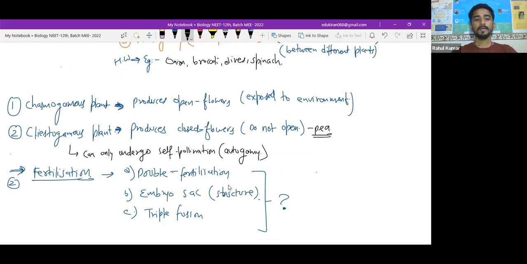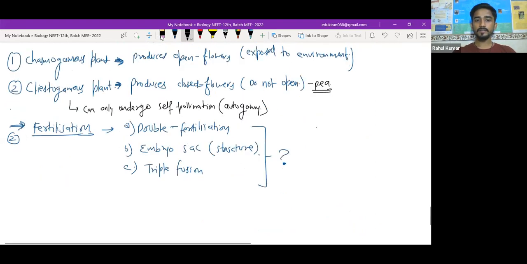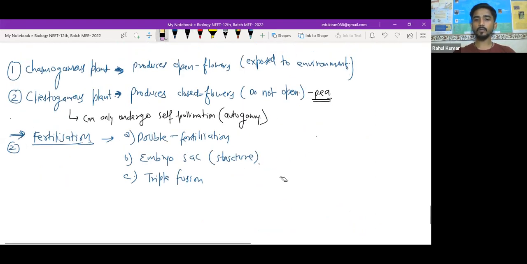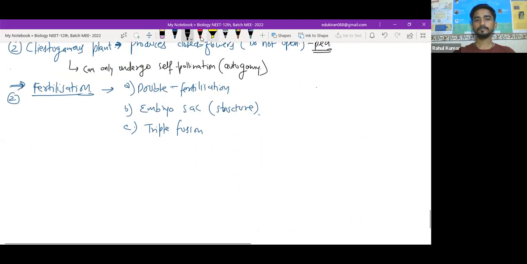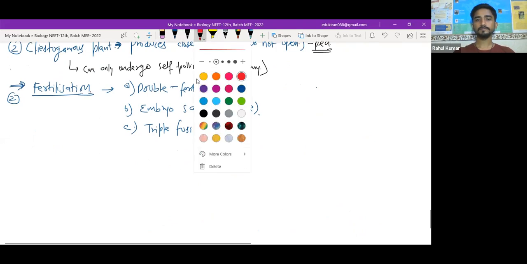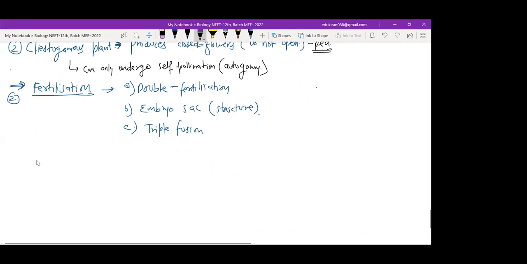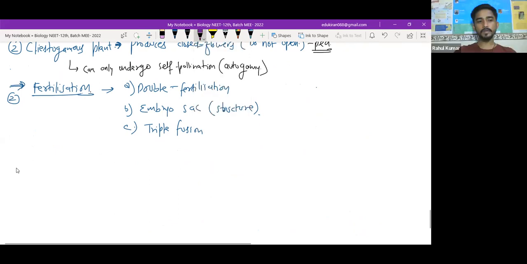Okay. In today's class, I told you that we'll be starting with double fertilization, the embryo sac and its structure, and what is triple fusion. Did you go back and also search for these terms? What do they mean? Did anyone do this? Yes, sir, I did it. Okay, so let's start with the first topic, that is double fertilization.